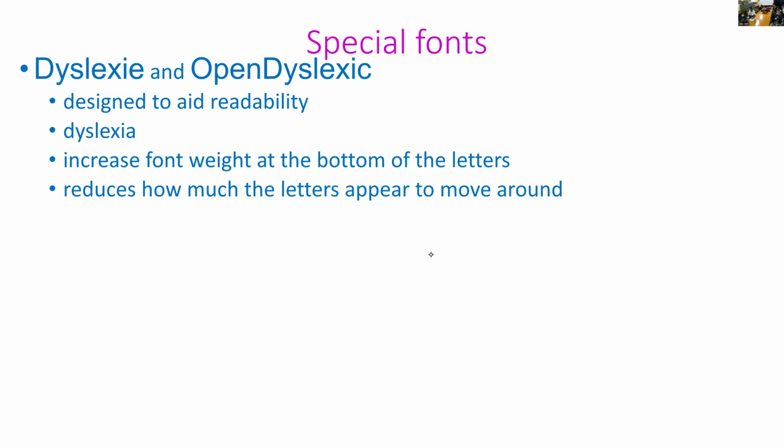Special fonts. Now, dyslexia is a learning disability. So if you go to Microsoft Word, you can choose these fonts. I've chosen Dyslexie and Open Dyslexic. So this is how the Dyslexie font looks if you choose it in Microsoft Word. Open Dyslexic is this font. It increases the font weight. Apparently, the font weight is slightly more at the bottom and less at the top. People with dyslexia often see words moving about on the screen. That moving about of words becomes less for dyslexic people if you use these Open Dyslexic and Dyslexie fonts.